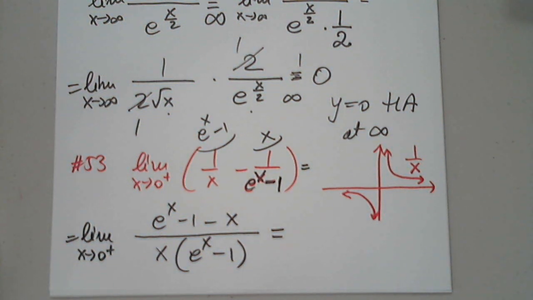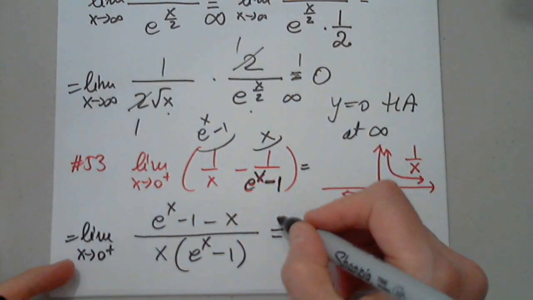What do you hope for when you plug it in? Before you plug it in, what do you hope for? What do we always hope for? Infinity, or exactly. Yes. Which one is it? 0 over 0. 0 over 0.